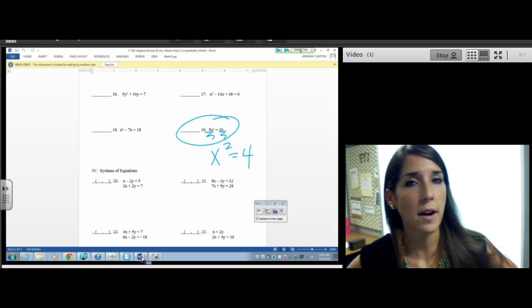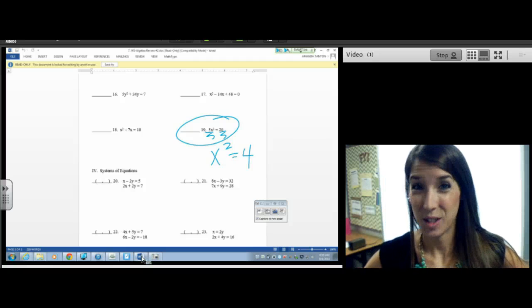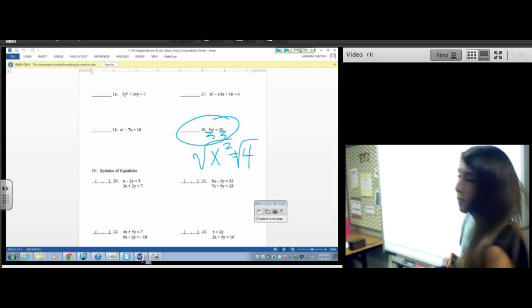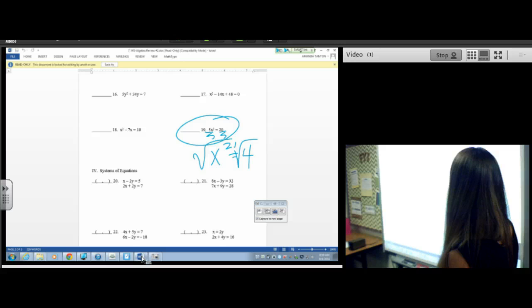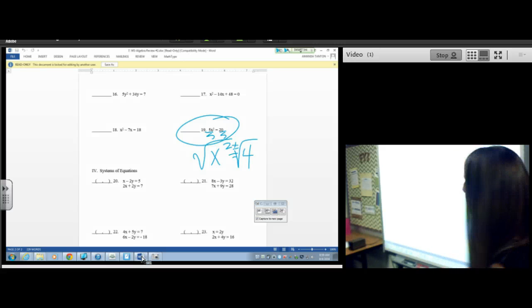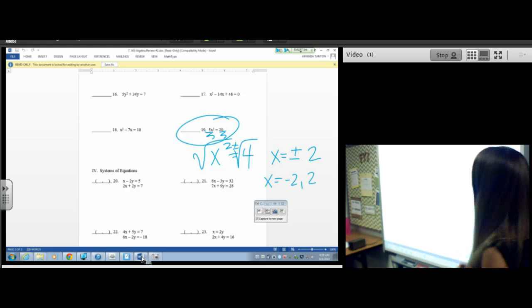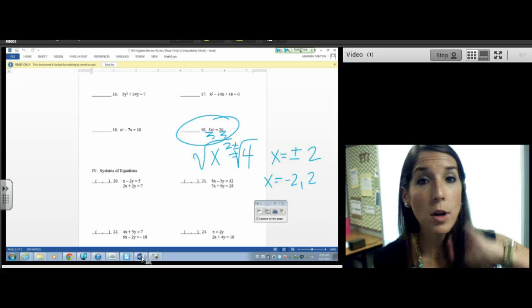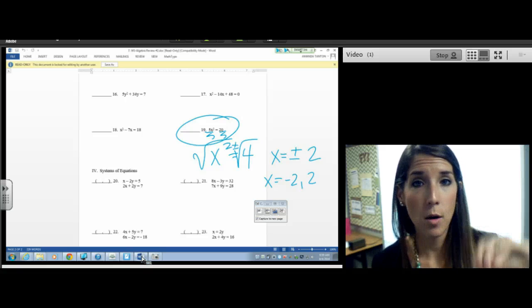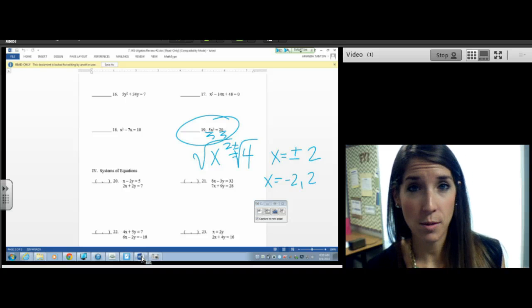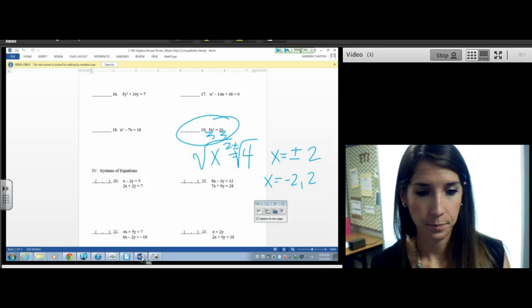What's the opposite of squaring something? Square rooting, right? So we're going to square root both sides, but be careful, this is equal to plus or minus the square root of 4. So x is not just 2, it's plus or minus 2. Or you can put negative 2, comma, positive 2. So when you take the square root of something, you need to make sure you put both valid answers, because 2 squared is 4, and we all know that. But negative 2 squared is also 4, so don't leave that one out.